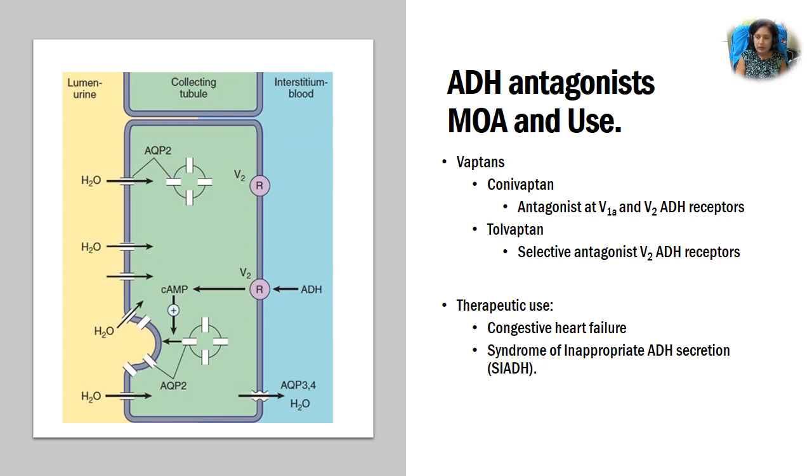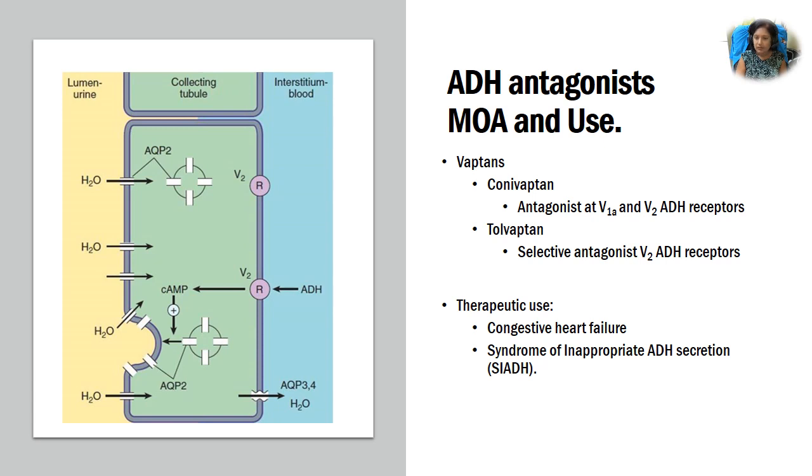The mechanism wasn't too clear, and the side effects of these agents were very numerous. So now there are new agents called the Vaptans that replace their use. The examples that I have here are conivaptan, which antagonizes both V1 and V2, so it has side effects associated with vasculature and CNS, in addition to having its antagonistic effect on the kidneys. Tolvaptan is selective for V2, therefore it wouldn't have as many side effects otherwise.